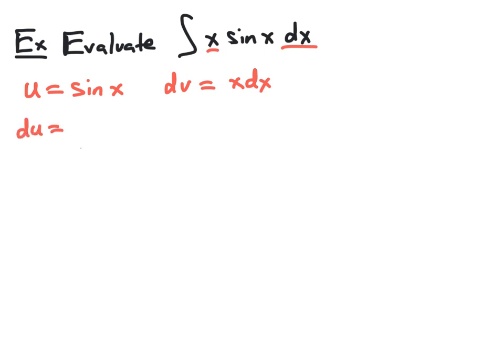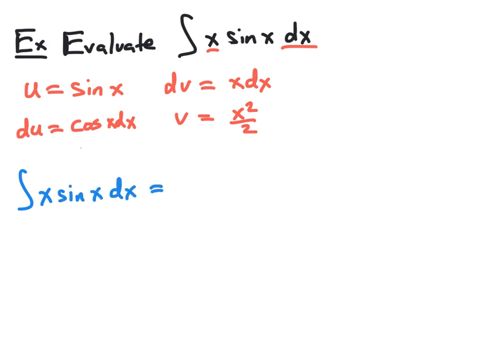du would be the derivative of sine x, which will be cosine of x dx. And v will be the antiderivative, or an antiderivative, of x, so x squared over 2. Once we have all of these values, we can use our integration by parts formula. So this will be u times v, which is sine x times x squared over 2, minus the integral of v du, which is x squared over 2 times the cosine of x dx.